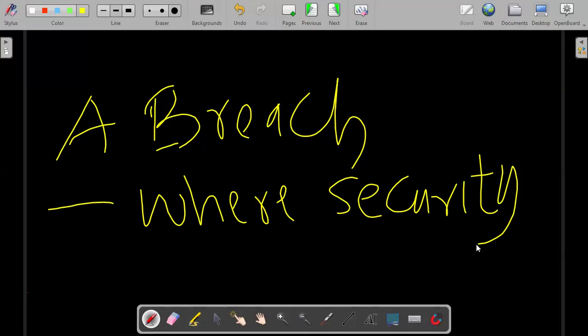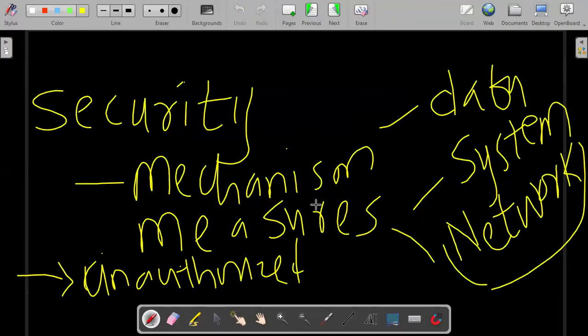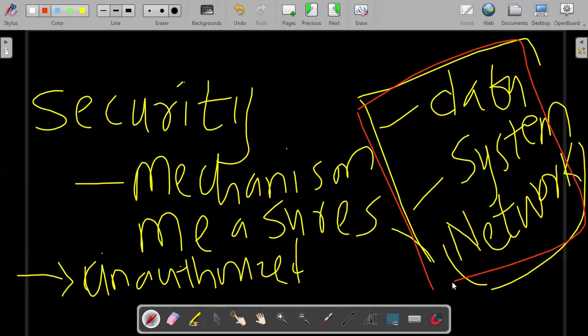It's okay. So it's just the opposite of each other. Security is you putting things in place, mechanisms, measures, even tools, to ensure that there's no unauthorized access to your data, your system, or your network. When there is a breach, it means that somebody that is not supposed to have access, an unauthorized person, has access. So it's opposite. One is trying to build defense, while the other is where there is a failure in the protection or the security that you put in place. Is that clear?